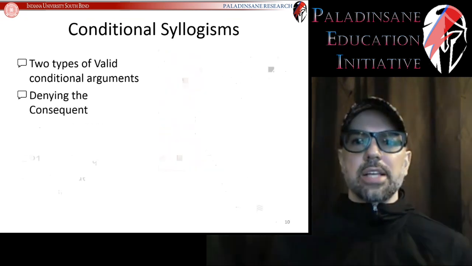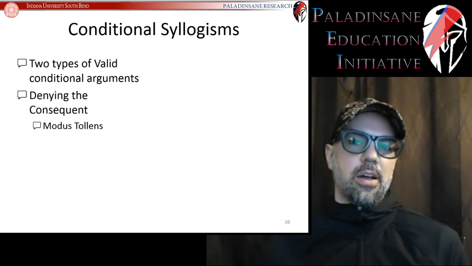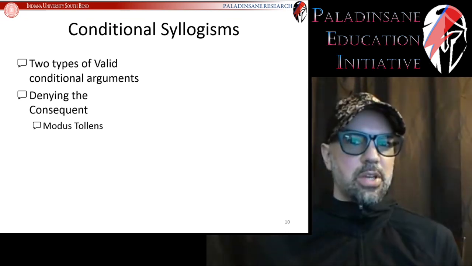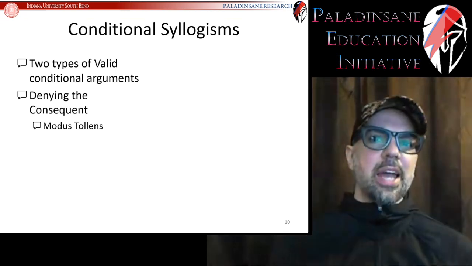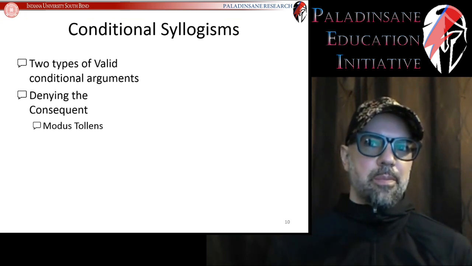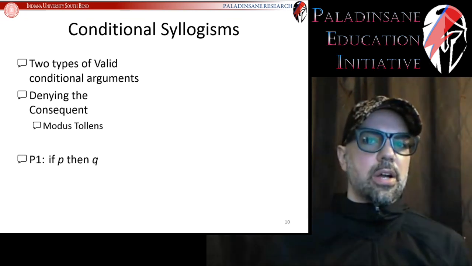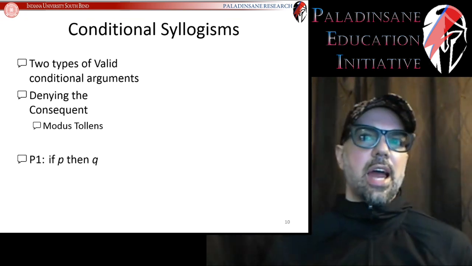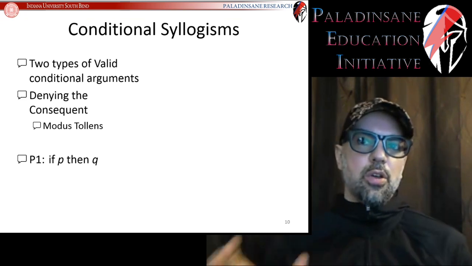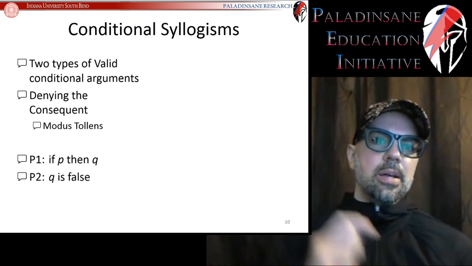All right, next one that's valid, denying the consequent. This is also known by the more fancy Latin modus tollens. So this is denying the consequent. Remember, that's what's going to happen in premise number 2. So premise number 1, we start off if P then Q. That's the one that we always start off with. Now we're going to deny the consequent. The consequent is the Q portion. We're going to deny it. We're going to say Q is false.